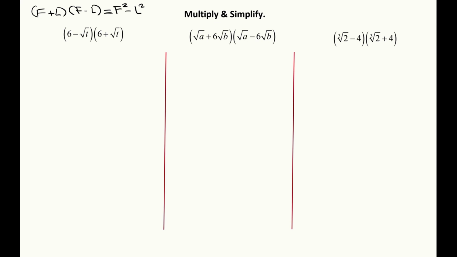So in the first example, we noticed that what's playing the role of f is 6, and what is playing the role of L is the square root of t. So basically, we're going to get f squared, which is 6 squared, minus square root of t squared.